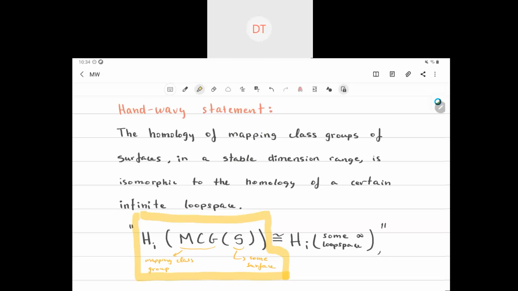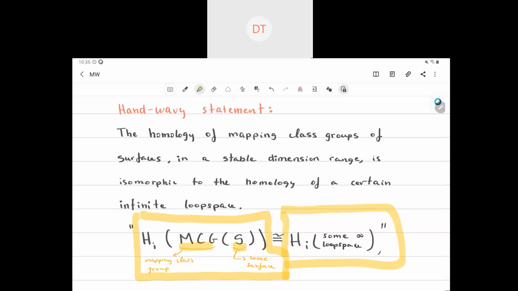I'm actually not telling you right now what that infinite loop space is, and that's something that we're going to try to make more precise. So this is what I mean by taking a hand-wavy statement and trying to make it more precise, understanding this, and filling in the gaps so that we know what every ingredient involved is, and we can appreciate what the result is actually saying.